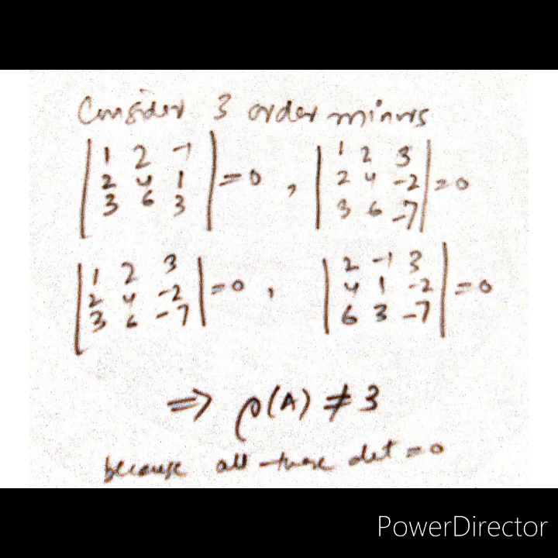You can see that we have all possible third order minors, and their determinants are 0. Therefore we can conclude that the rank of the matrix A is not equal to 3. It is less than 3. Previously, on the basis of the number of rows and columns, we concluded that it might be 3 or less than 3, but now we are sure that it's not equal to 3. It's less than 3 because the third order minors are 0.